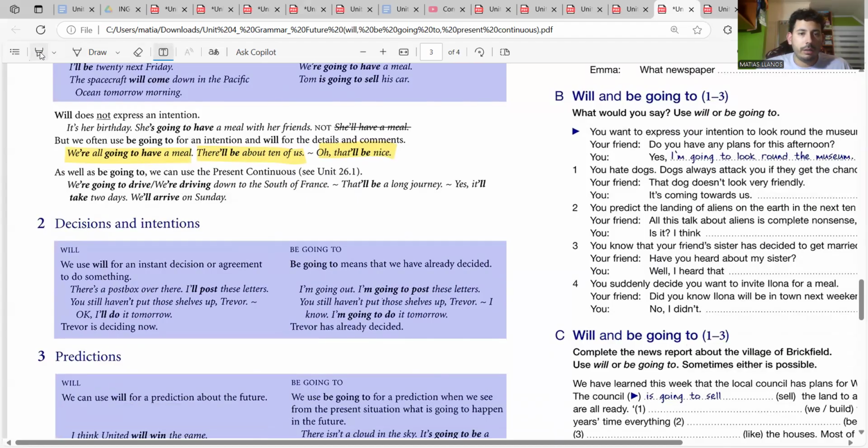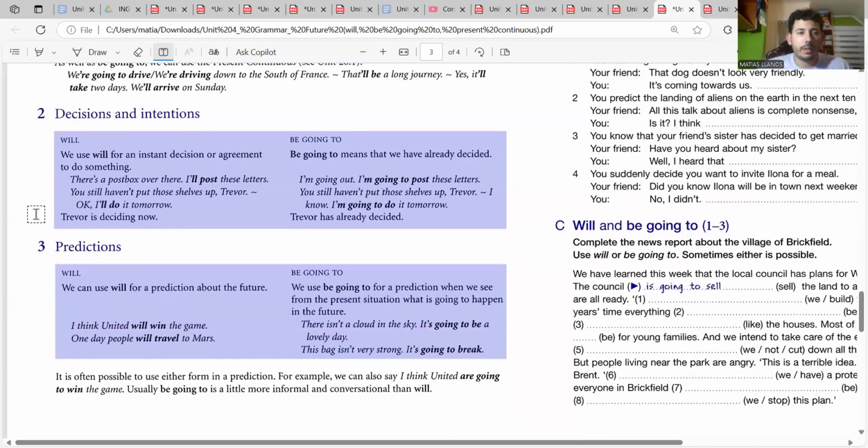You can use the present continuous for this as well, because, for example, we're going to drive or we're driving down to the south of France. That'll be a long journey. Yes, it'll take 2 days. We'll arrive on Sunday. More of the same.